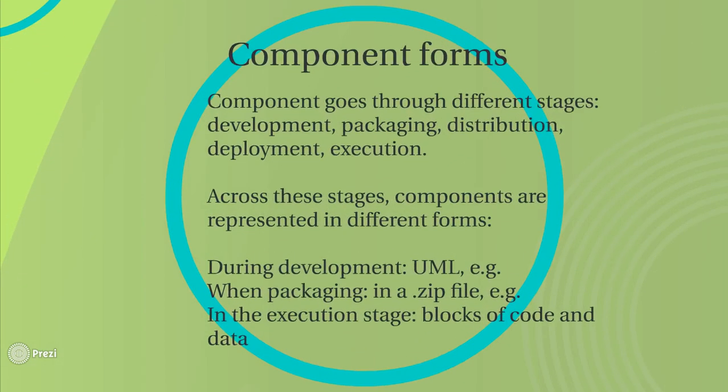The different component forms. You can go through component development in different stages: the development phase, then packaging, distribution, then deployment, and lastly the execution process. Through all these stages, components are represented in different forms. During development, for example, you have different components in Unified Modeling Language. That is the development phase. While packaging, for example, it is in a zip file, and at the execution stage, we have blocks of data and code.